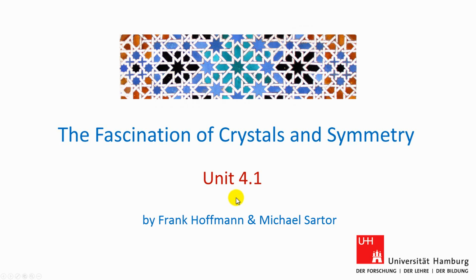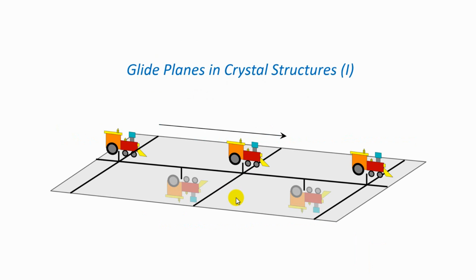Welcome to our new chapter, Glide Planes, Screw Axes and Space Groups, and welcome to the first unit of this chapter. In unit 3.7 we already introduced glide planes and we saw how glide planes, or to be precise glide lines, act on objects in two dimensions, namely when we discussed plane or wallpaper groups. Now we want to extend the consideration of this kind of symmetry elements into the third dimension and want to discuss glide planes in crystal structures.